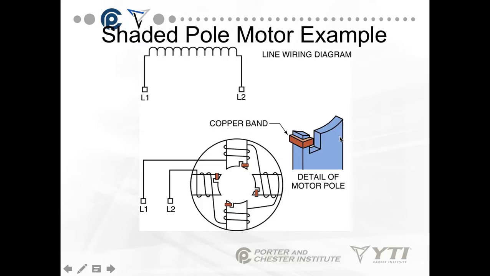This is an example of a shaded pole motor. The wiring diagram is really easy. It's one coil. That's all it is. And you just label it motor or whatever you want to label it.